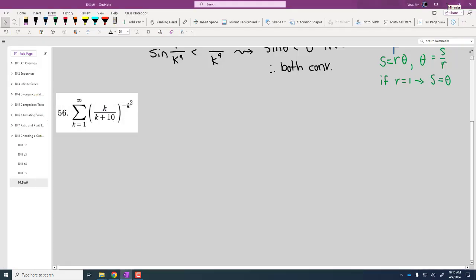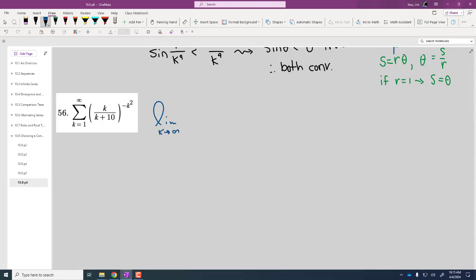So for the root test, we would take the limit of the kth root of a sub k as k goes to infinity. So the kth root of the absolute value of a sub k. Absolute value is not going to matter here because everything is positive. The kth root is really a power of 1 over k. So we take negative k squared and multiply by 1 over k, and it eliminates one of the k's. So the kth root's going to wipe out one of those k's, so we're going to have k over k plus 10, all raised to the negative k.